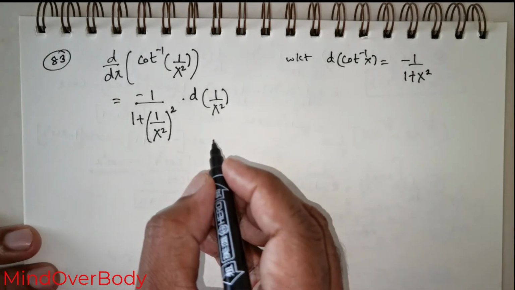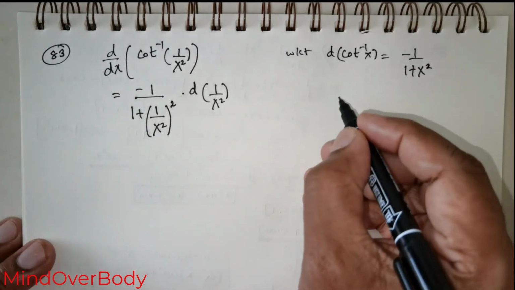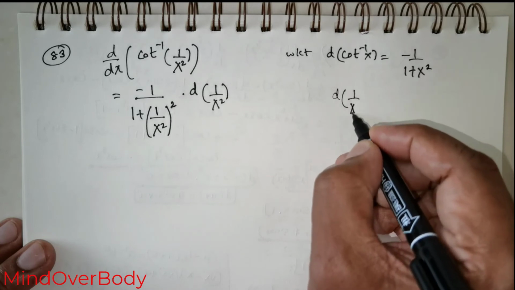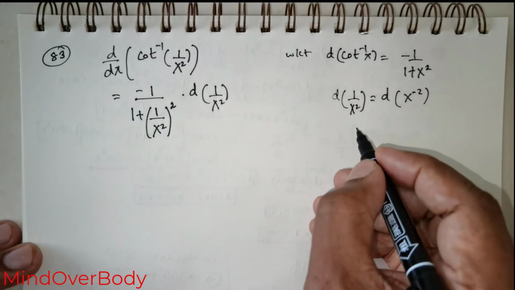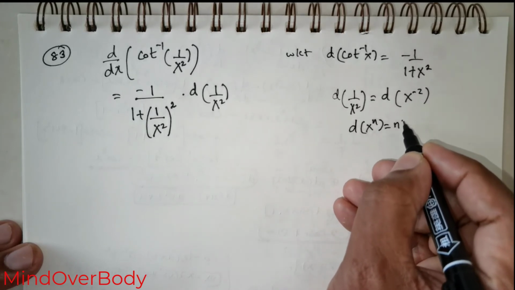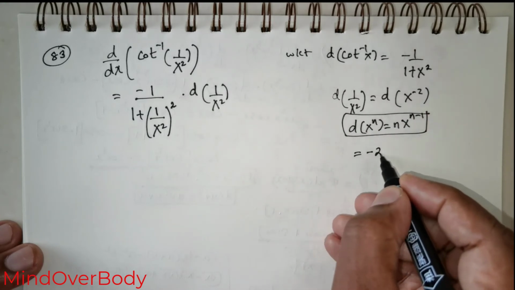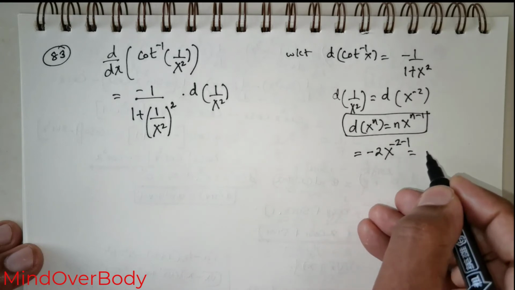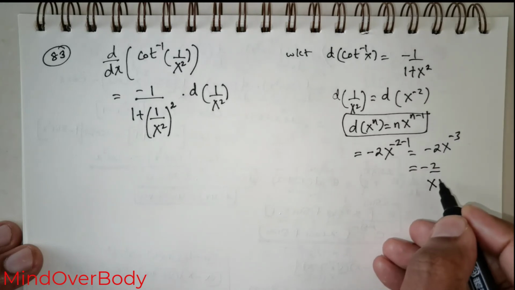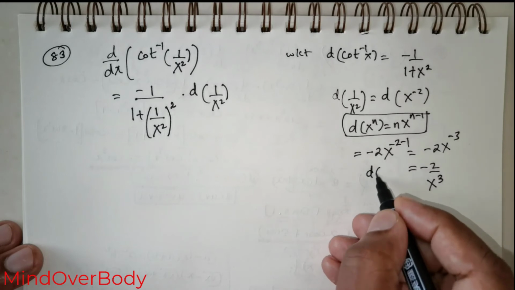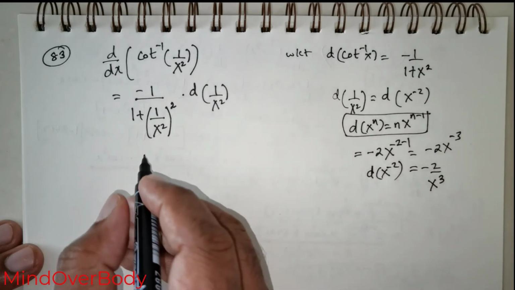So let me show you how this derivative is obtained, using the space here. This is the derivative of 1 over x squared. I can rewrite this as the derivative of x to the power of negative 2. Using the formula, the derivative of x to the power n is n times x raised to the power of n minus 1, this is negative 2 times x raised to the power of negative 2 minus 1, which is negative 2 times x to the power of negative 3, which is negative 2 over x cubed. So I can fairly substitute that.